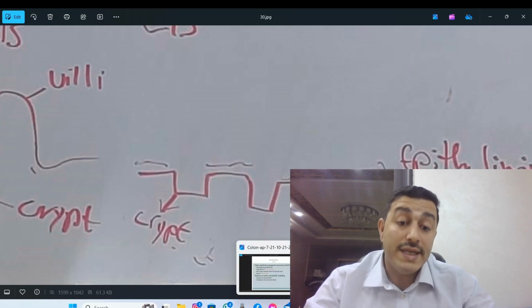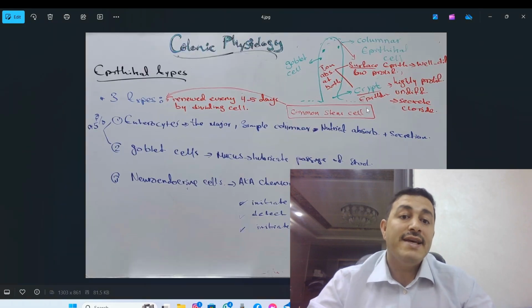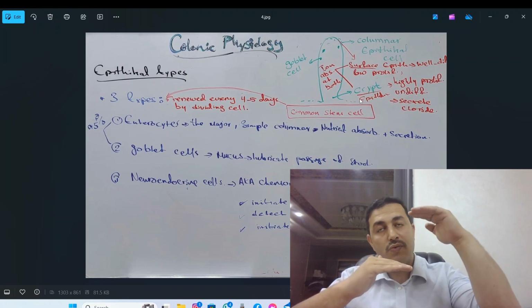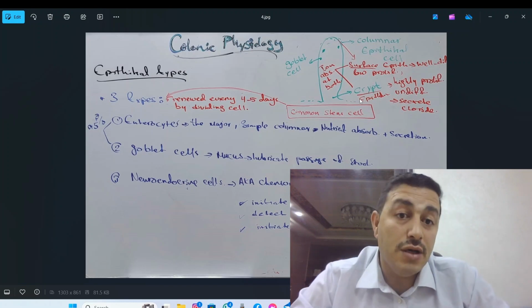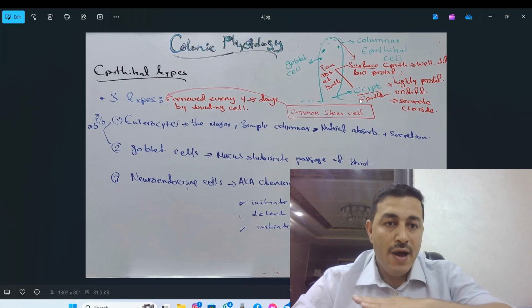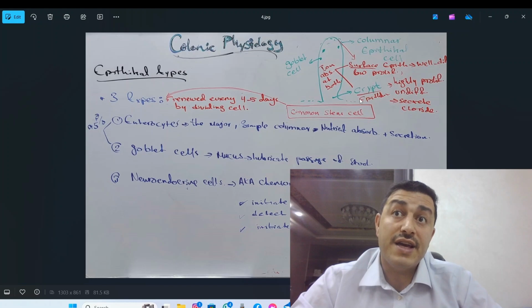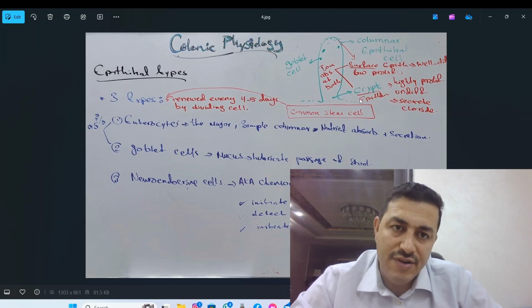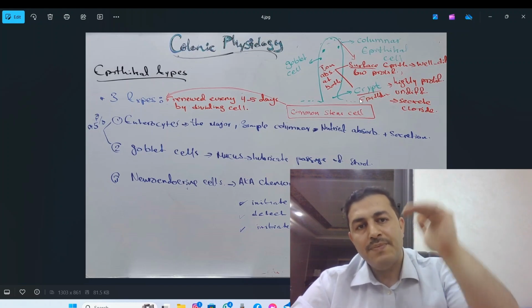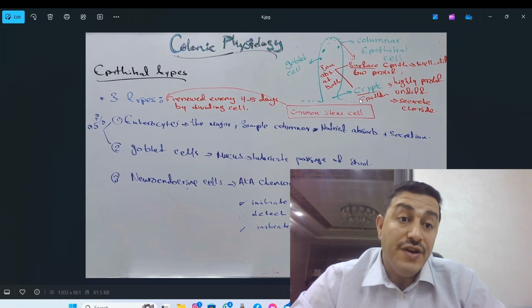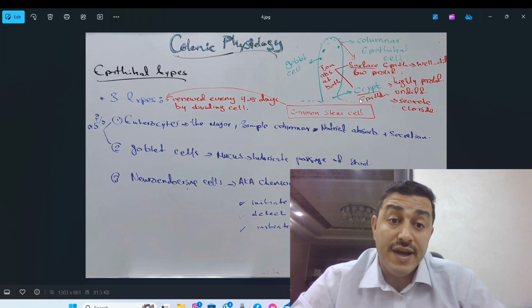What else do we want to add? The crypt is at the base, while the epithelial surface is at the top. Logically, what is in the base is highly proliferative and undifferentiated. The crypt cell is highly proliferative and undifferentiated, while what is on the epithelial surface is well differentiated with low proliferative capacity.